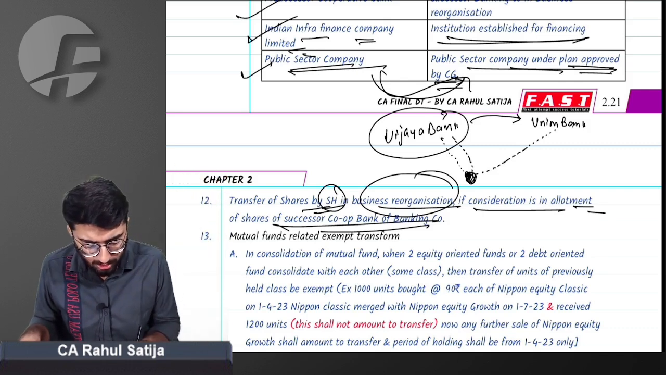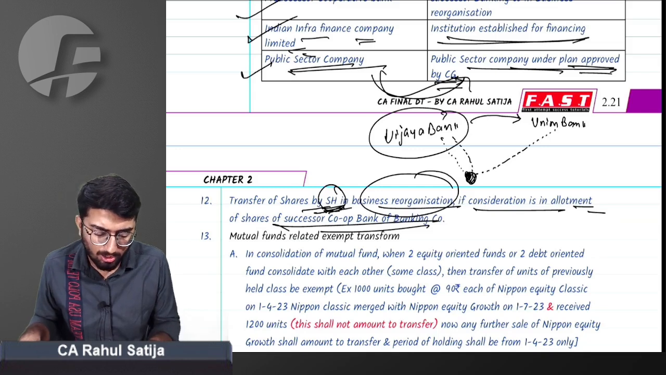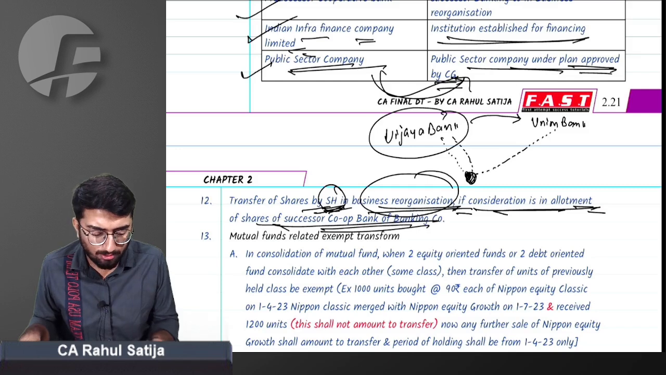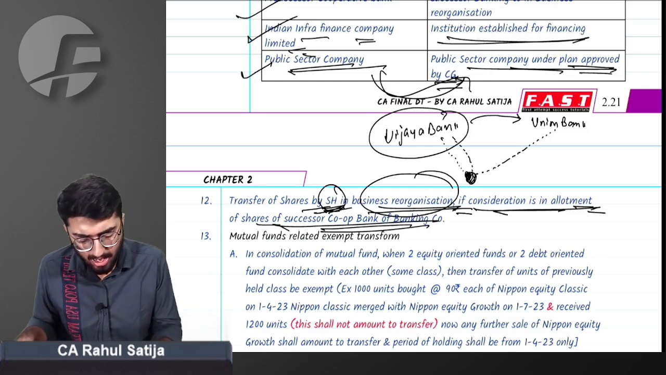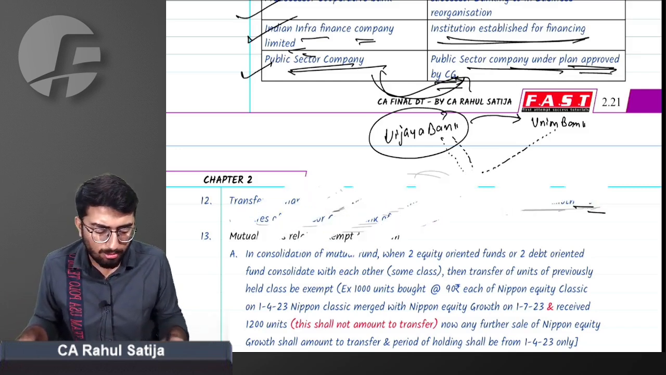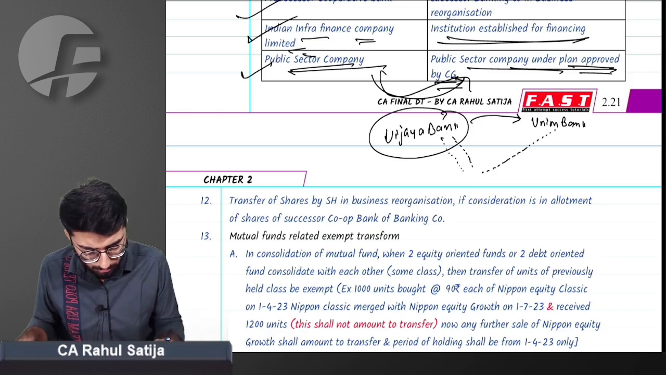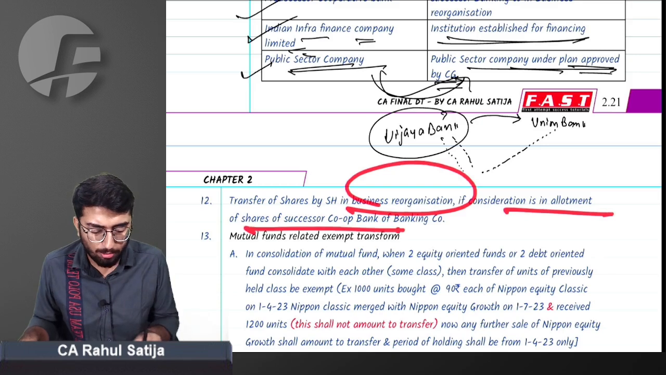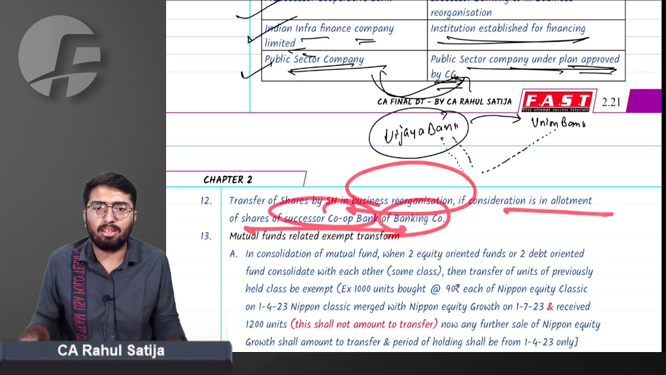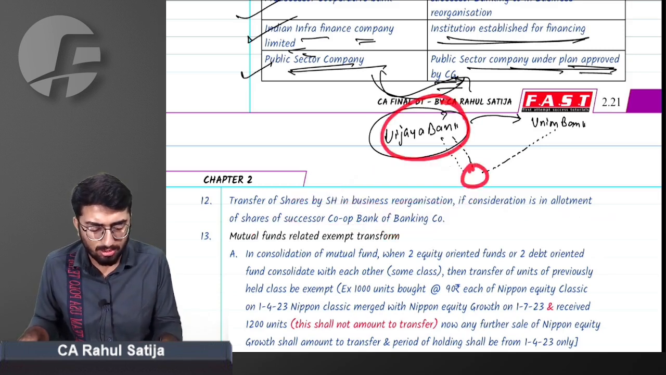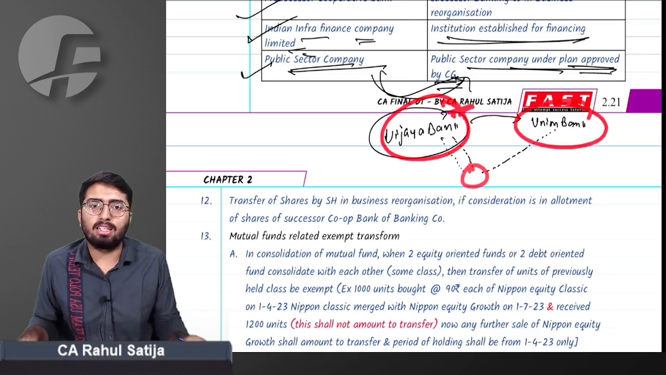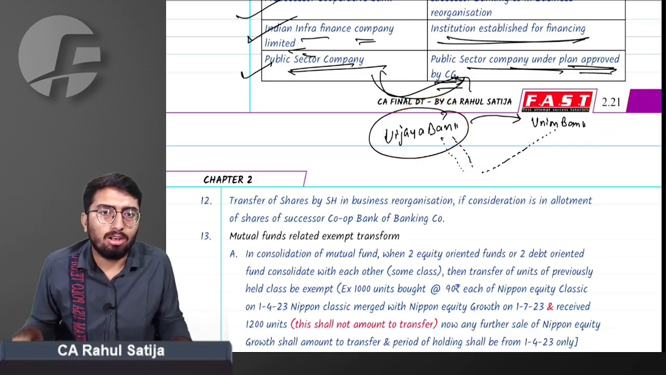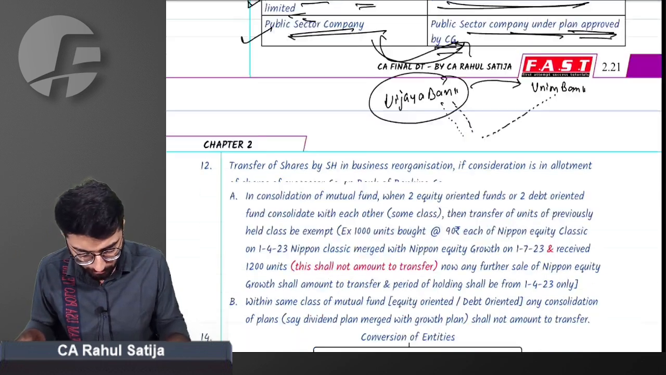This provision says transfer of shares by shareholders in banking business reorganization if consideration is in the allotment of the successor cooperative bank or banking company. As simple as it can be, any transfer by the shareholders in the business reorganization if consideration is in the allotment of the successor cooperative bank or banking company. Transfer by such shareholders of such Vijaya Bank shares will be an exempt transfer if he receives the shares of Union Bank.